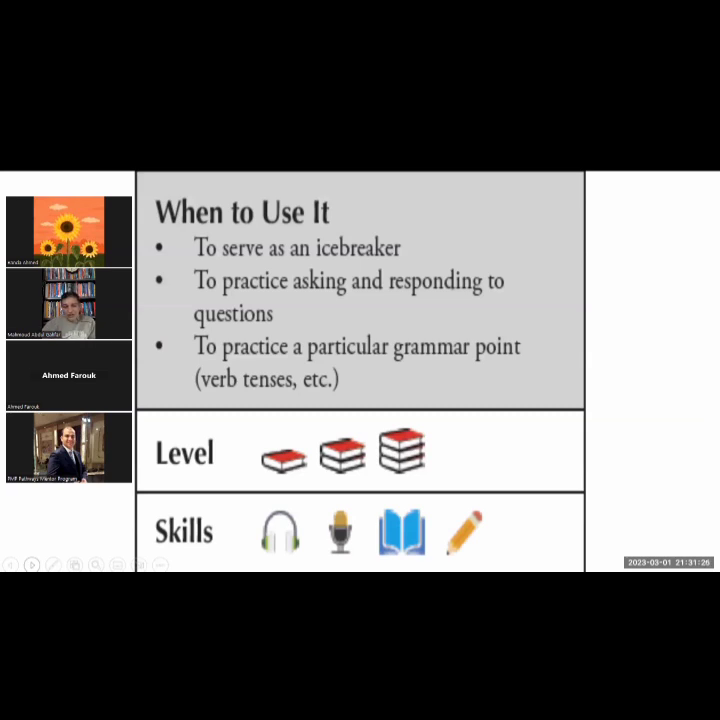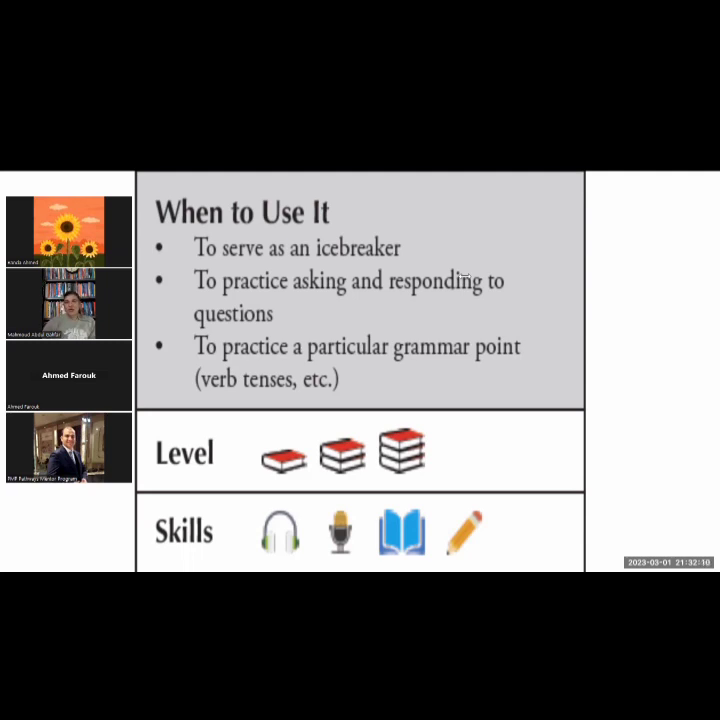So when to use it: to serve as an icebreaker. This kind of activity is an icebreaker to practice asking and responding to questions, and to practice particular grammar points. For example, if you are discussing the present continuous, you can say, I am traveling next week. I'm going to the cinema next week. And you keep repeating next week. I am playing football next week. I am preparing my new lessons next week.